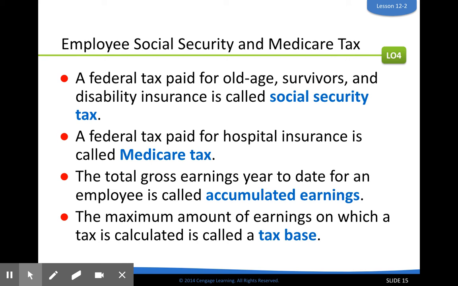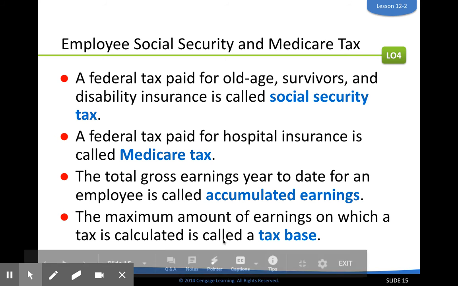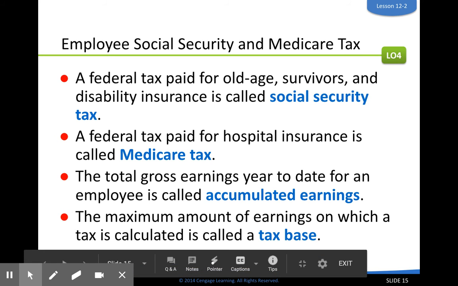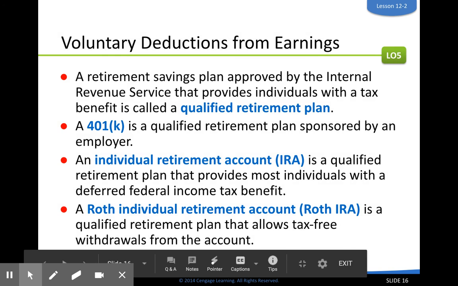And then it is important to know that the more money you earn, you get into a different tax bracket. So you have to keep track of how much you've earned over the course of a year to determine what tax base you're in. So this would determine how much tax is calculated.